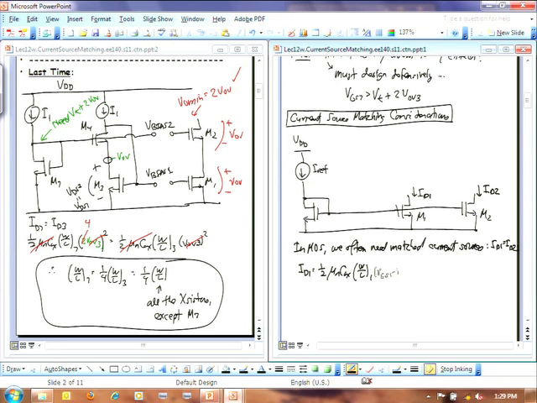Okay, but as you know, we don't always get this. Okay, and we don't always get this. Why? It's because it's an IC process. Right? We have finite fabrication tolerances.